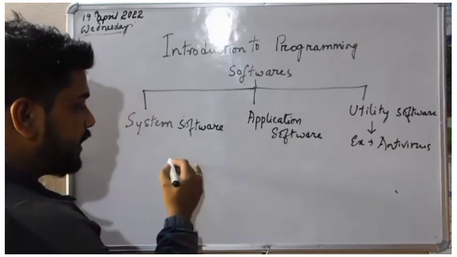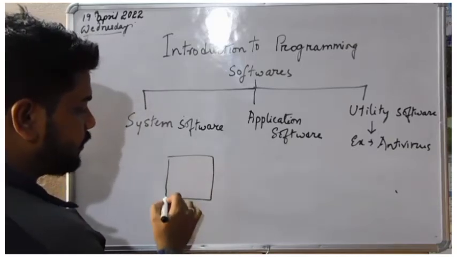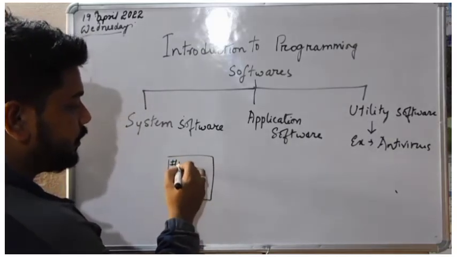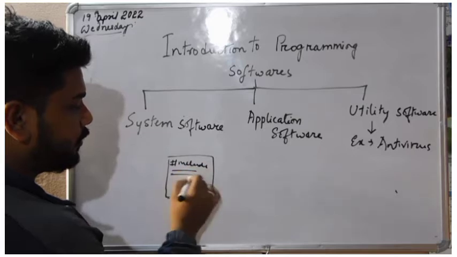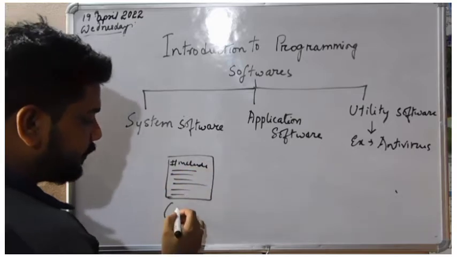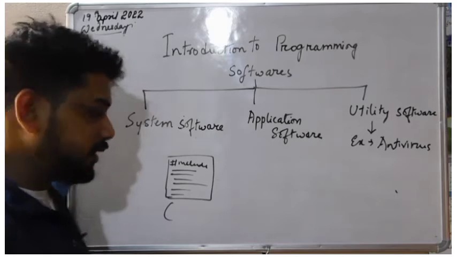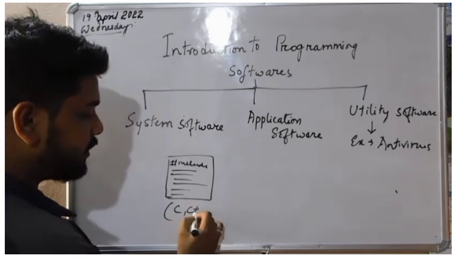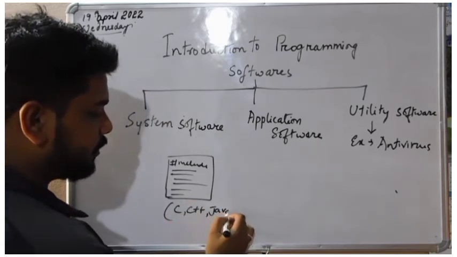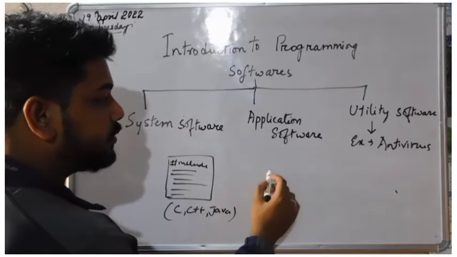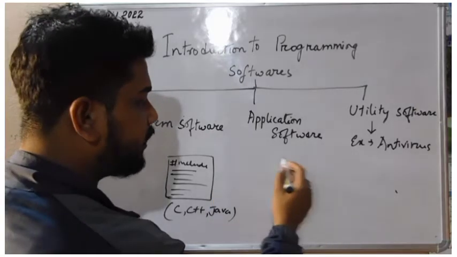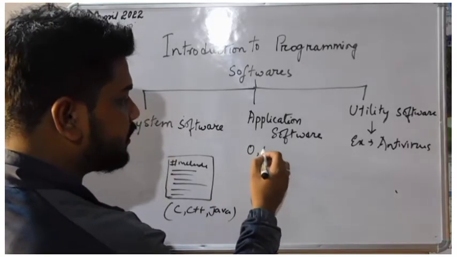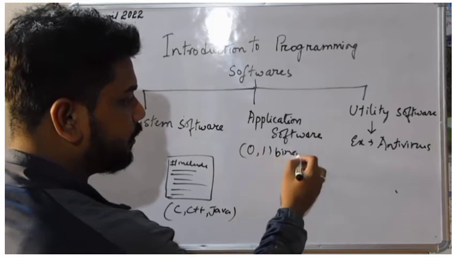See, any code that you write, suppose this is a piece of code, okay? Any code that you write is obviously written using some language. It may be written using C, C++, Java, etc. Now, as I have already told you, the computer only understands two things: zeros and ones, that is binary.